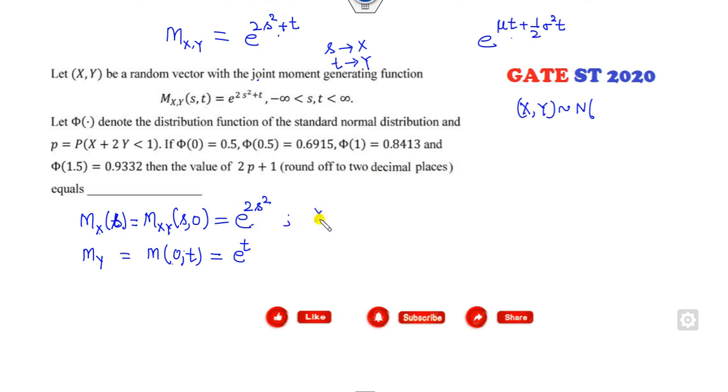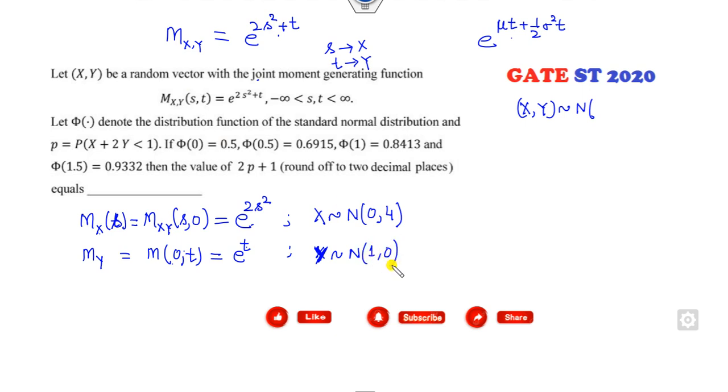So what is the meaning of that? X follows a normal distribution with mean 0, variance 4. Again, you can see from here it is Y. Y again follows the normal distribution with mean 1 and variance 0, since there is no sigma square.